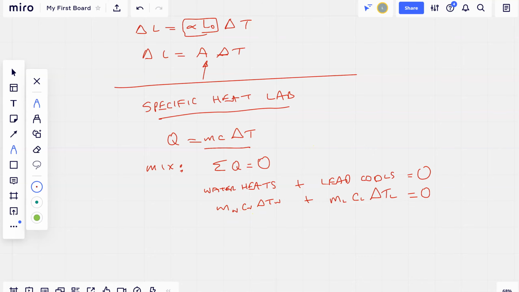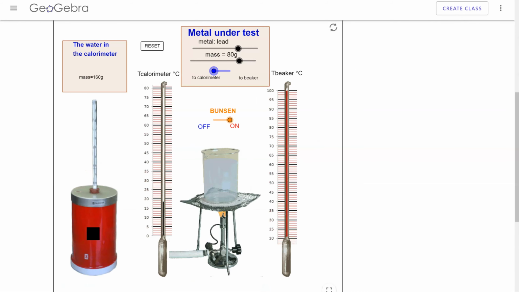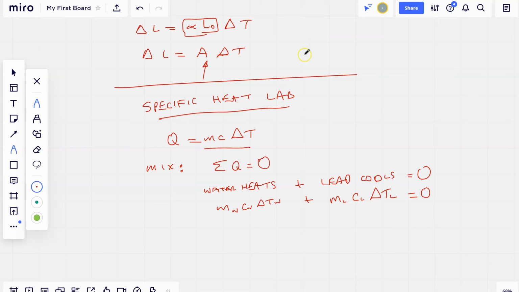So let's go back to our picture here. And remember, we had 160 grams of water at, I think it was 17 degrees. Okay? We'll say that's what it was. I should have written all this down at the beginning, but the mass of the water, 160 grams, and the heat capacity is 4,184. That's a constant that we just use all the time. And this is joules per kilogram degrees Celsius. And the temperature of the water initially was, I think, 17 degrees Celsius.